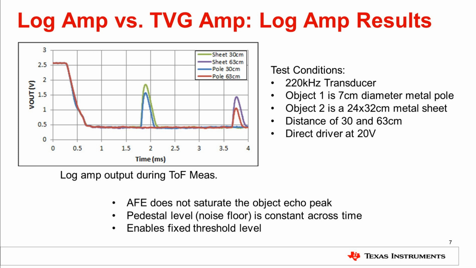However, the peak amplitudes do not scale accordingly due to the input level dependent amplification of the log amp, preventing saturation of the AFE while keeping enough output SNR for reliable detection. Furthermore, the pedestal level, or noise floor, is constant across time. As a result of this, a fixed threshold level for object detection can be set just above the pedestal level without a need for manual gain or threshold level calibration.